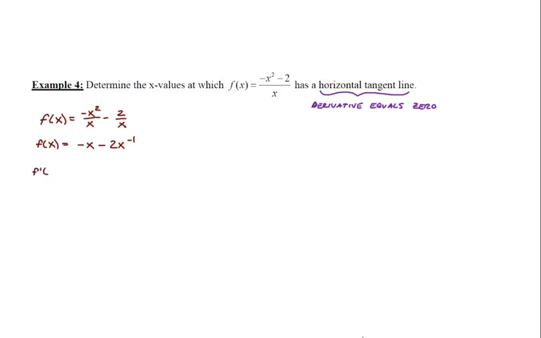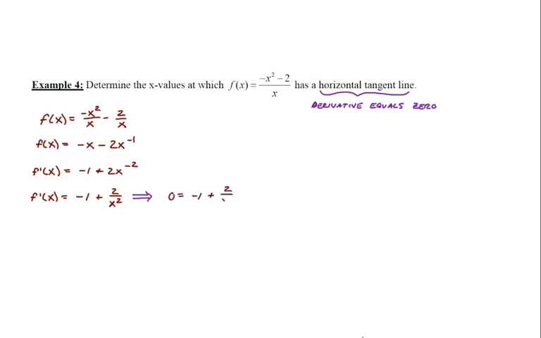So f prime of x, I could just use the power rule in both cases. The derivative of -x is -1. The derivative of -2x to the -1st would be positive 2x to the -2nd. I might rewrite that first as -1 plus 2 over x squared. And then I'm going to set this equal to 0 and solve for x. Because again, what that'll be telling me is at what x values this function has a horizontal tangent, which is where the derivative equals 0.